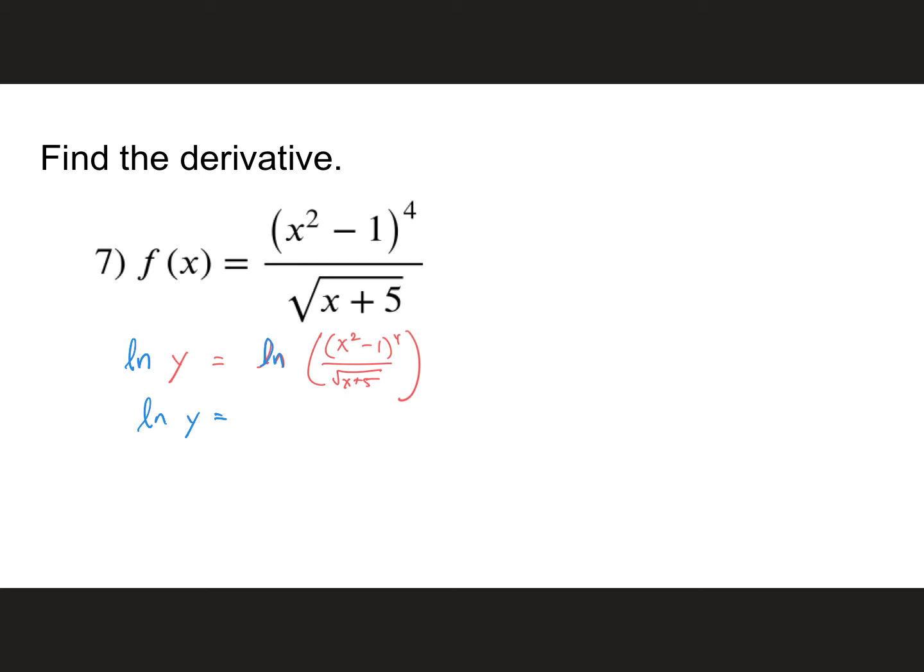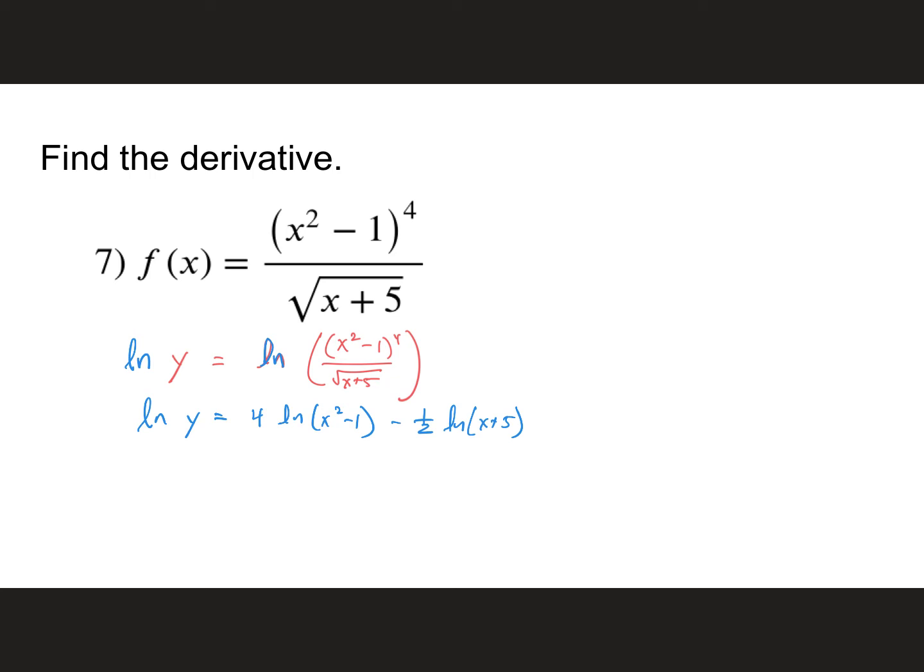All right, that allows me to look at the natural log of y is equal to, that now allows me to use my expanding and condensing properties of the logarithm to rewrite this as 4 natural log of x squared minus 1 minus 1/2 the natural log of x plus 5. And at least on the right-hand side, once I take the derivative of both sides, it's going to be a lot easier to do.